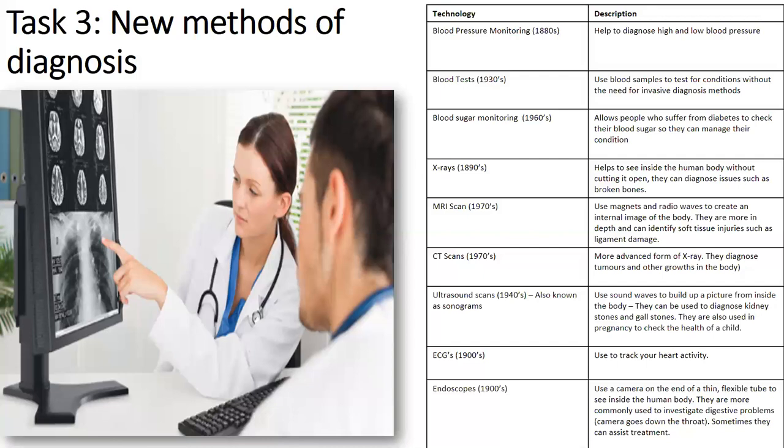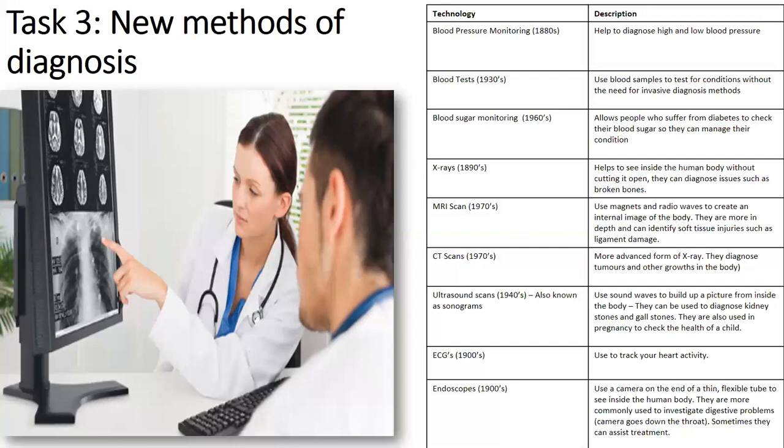X-rays help see inside the human body without cutting it open. Now, X-rays definitely developed significantly from the 1890s, and today they give off much less radiation, whereas before they could burn the skin. But the key thing is you can diagnose things such as broken bones, which allows a cast to be put on, which helps the patient in general.